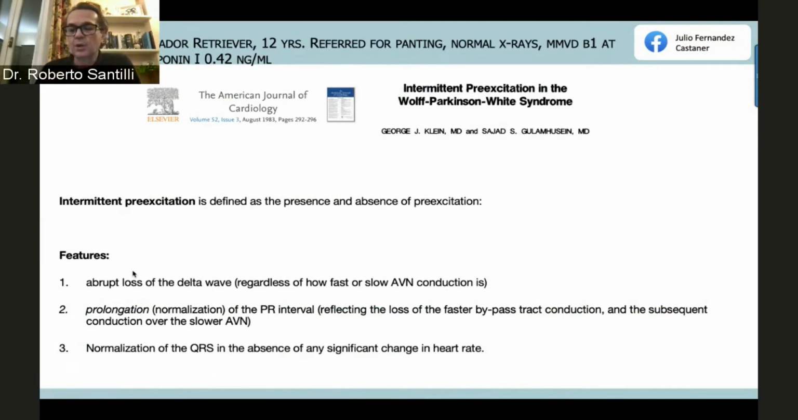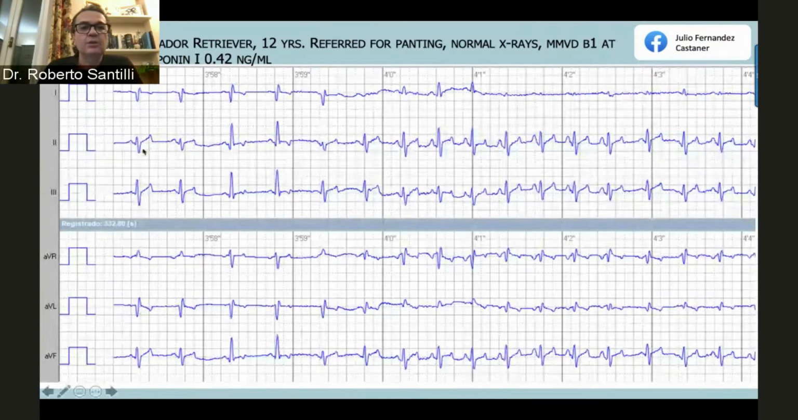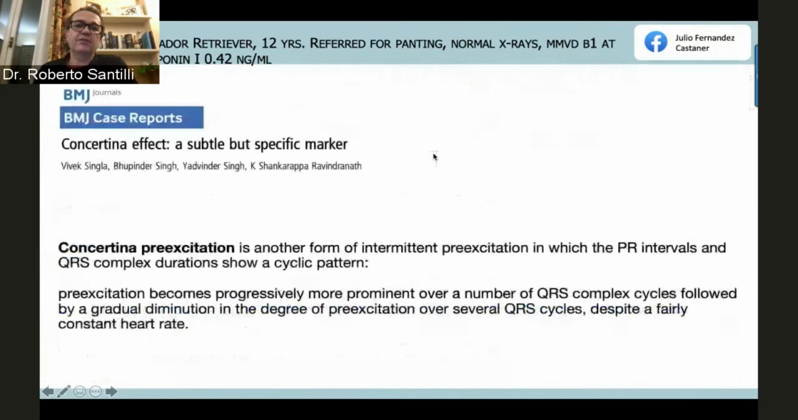that is not related to changes in the heart rate. While the Concertina effect is another type of intermittent pre-excitation where there is a progressive change of the PQ, the QRS complex, appearance of delta, and appearance of changes in the STT. So if we go back here, you see that you have a progressive change from this to this, and then this. So it's from non-pre-excited to pre-excited. It's more gradual, and this is called the Concertina effect. So it's more like the second option, and that's why we consider this the possible diagnosis.